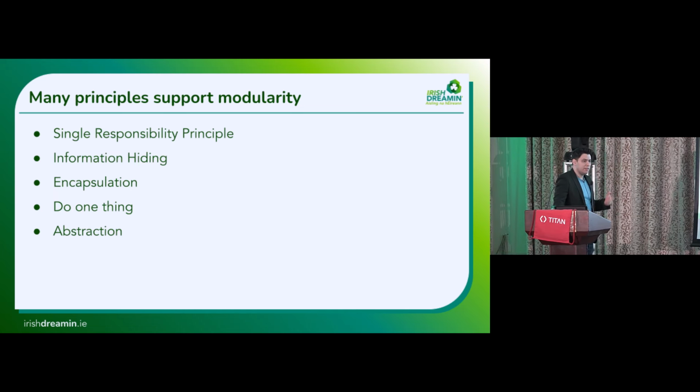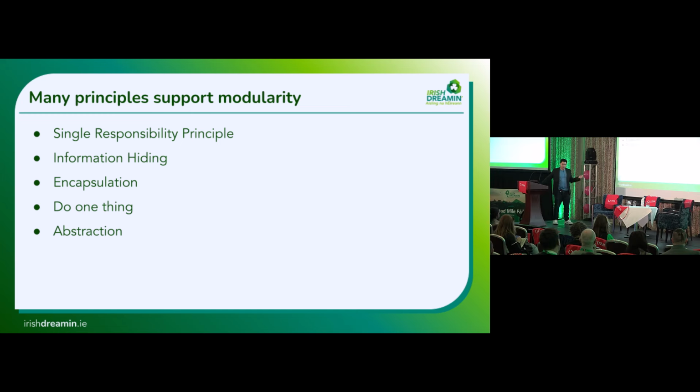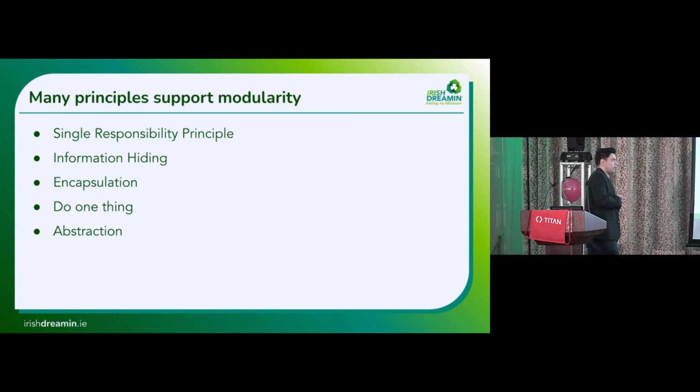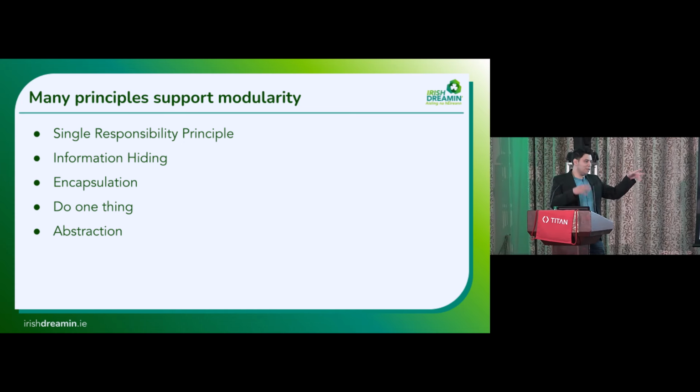So there are different principles that support modularity, right? You have the single responsibility principle, you have information hiding, you have encapsulation, do one thing, abstraction. You have all these things that we've learned that support this concept of modularity. But I found that it's very hard for us to actually articulate why do we need modularity. We often get too caught up on the principles and we say, oh, we should follow the single responsibility or we should encapsulate, but why?